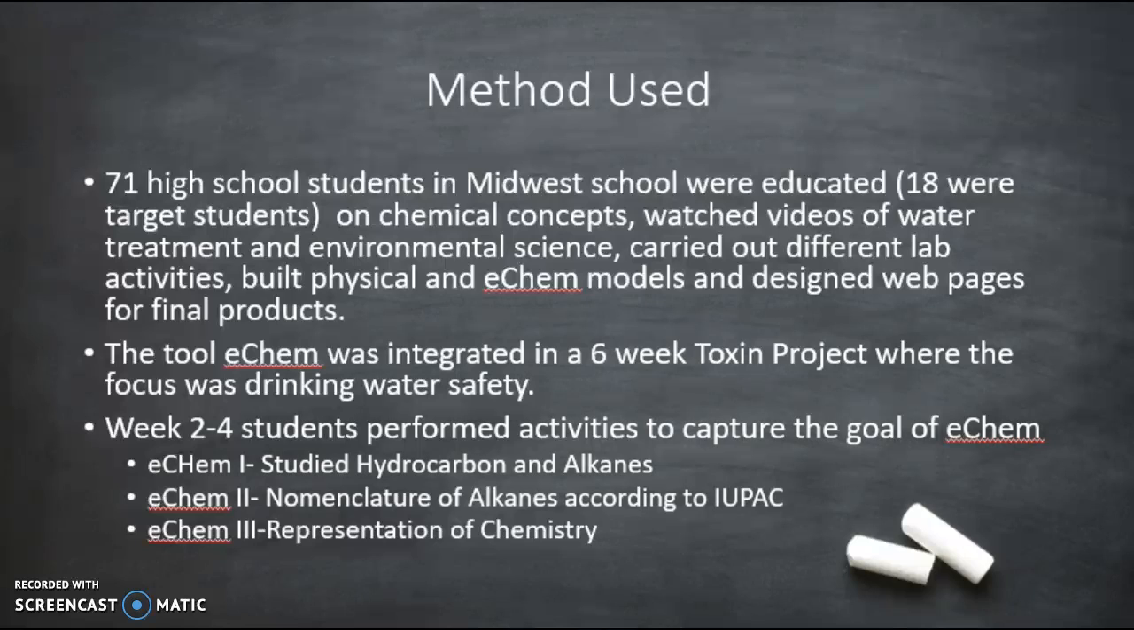The second activity introduced the IUPAC nomenclature of organic compounds. Students created models on eChem and followed the rules to name their models. The eChem 3 activity was designed for students to visualize 2D and 3D models of chemicals. The 2D representations included structural formulas, condensed structural formulas, and chemical formulas. The 3D models constructed in this activity were ball and stick, space fill, and wireframe models.